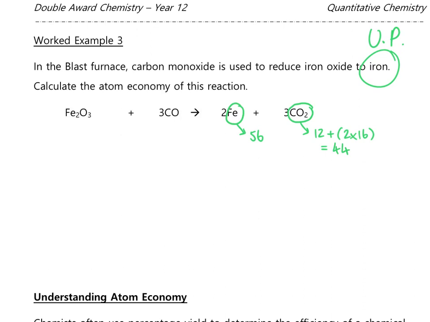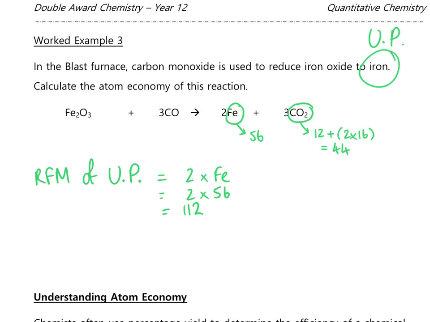Then set out your working out: RFM of your useful product. Are you happy for me to abbreviate that to UP? UP is just useful product. We've got 2 iron, so it's 2 times the RFM of iron. We just worked out that iron has an RFM of 56, so it's 2 times 56, which is 112.